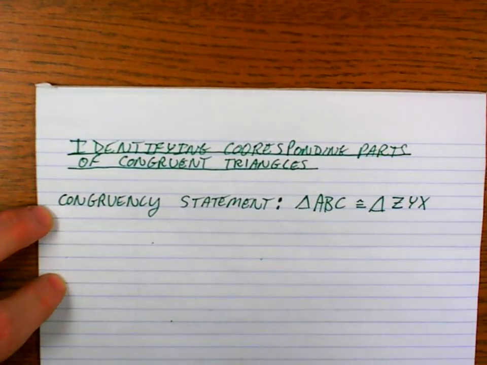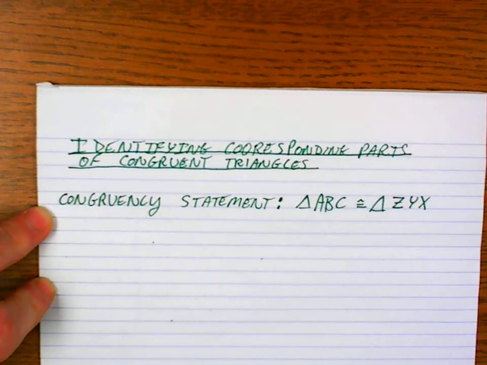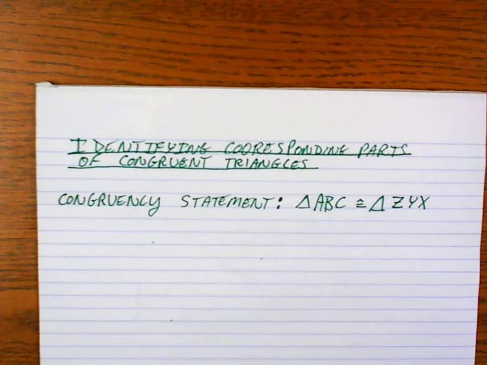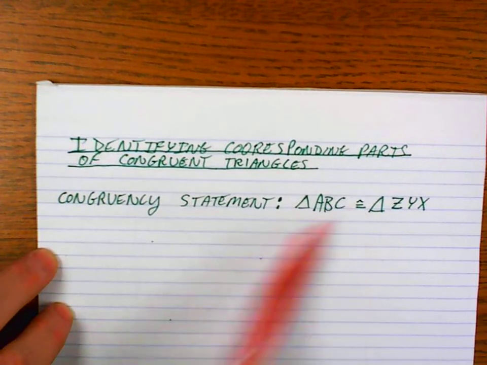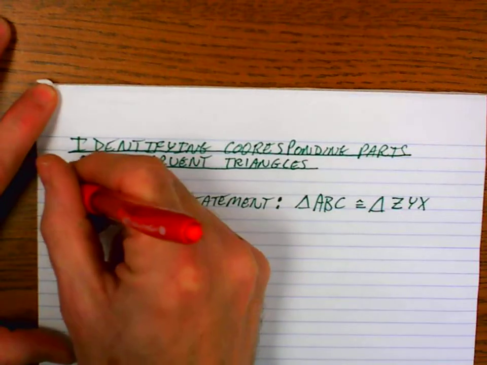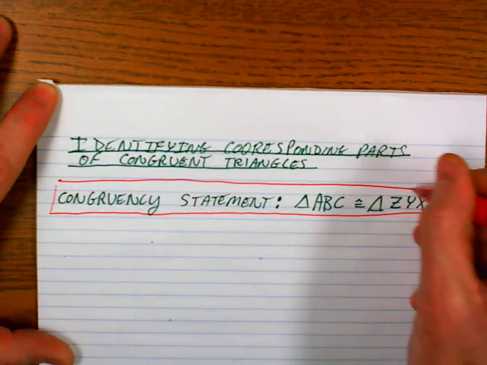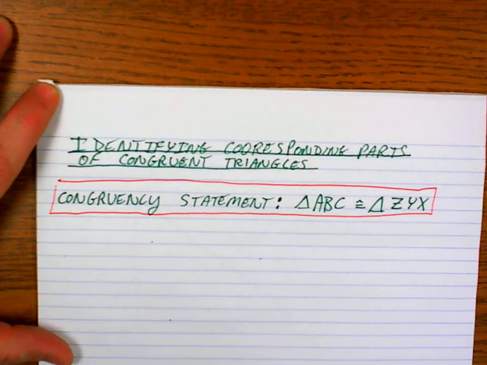Hi everyone. Today we are going to learn how to identify corresponding parts of congruent triangles. The key to identifying corresponding parts of congruent triangles is looking at the order of the letters in our congruency statement. So although it may be tempting to reason from a diagram, what we want to do is look at our congruency statement in order to identify the corresponding parts of the two congruent triangles.